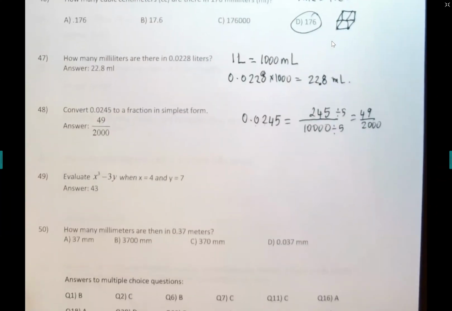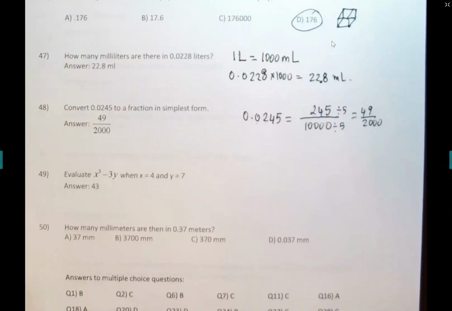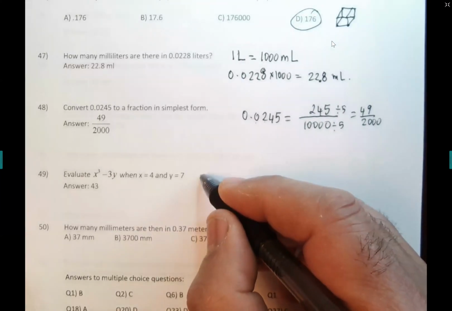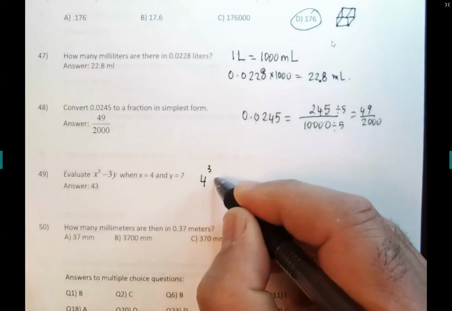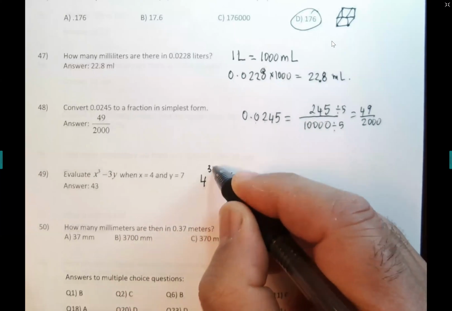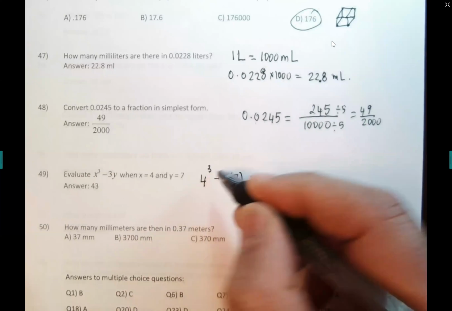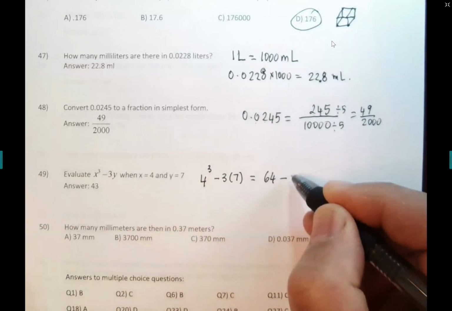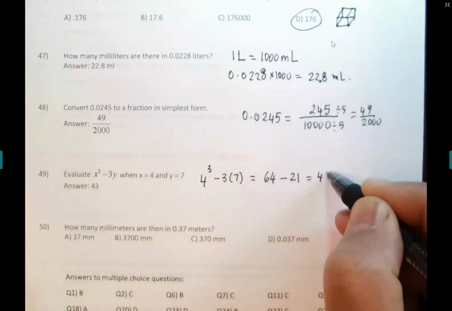49. Evaluate x cubed minus 3y. This is algebra, when x is 4 and y is 7. So just replace x by 4, minus 3 times 7. You have to do the exponents first. 4 times 4, 16, times 4, 64. And then you have to do the multiplication, 21. So that will be 43.